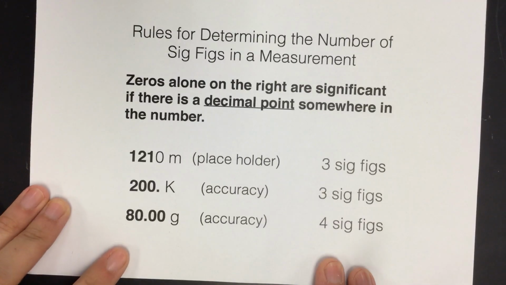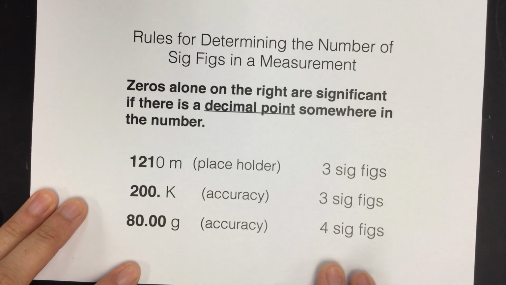If you have zeros alone on the right, it's a little bit trickier. You have to look for a decimal point. So if you have zeros hanging out on the right side of a number by themselves, you have to look for a decimal point somewhere, anywhere in the number. If there is a decimal point in the number, then it makes the zeros on the right significant.